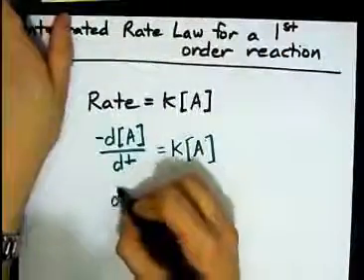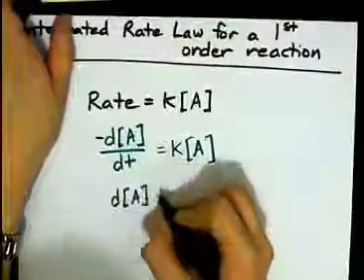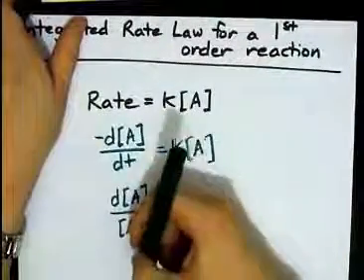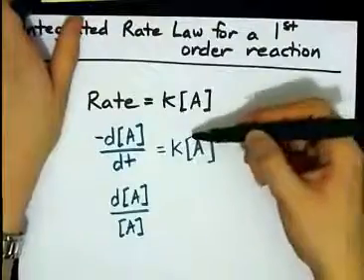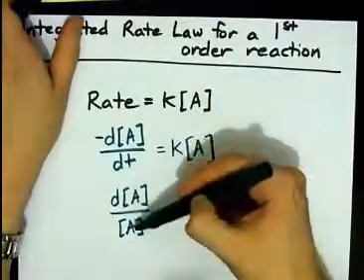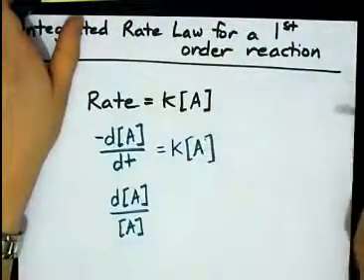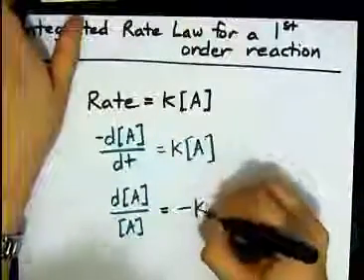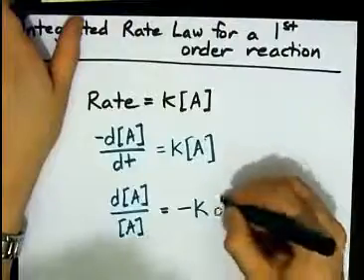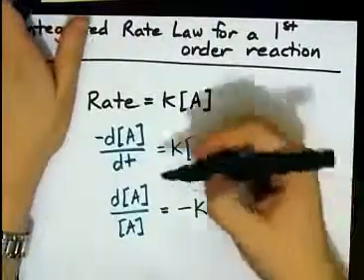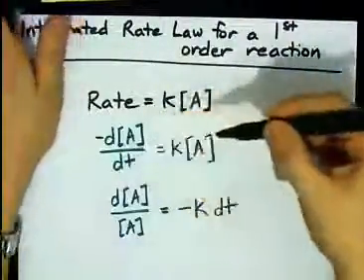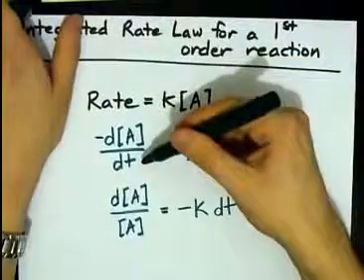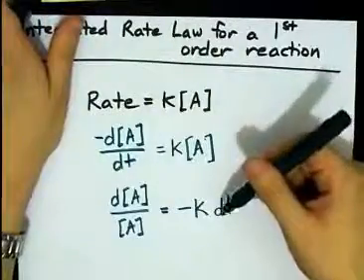What that means is I'm going to leave dA on the left and move the concentration of A to the left as well. Notice it was on top, now it's in the denominator because I had to divide both sides by A. And on the other side, I'm going to leave my negative k there, and I'm going to move my dt to the right as well. Notice it was in the denominator, now it's in the numerator because we had to multiply both sides by dt in order to get it over there.